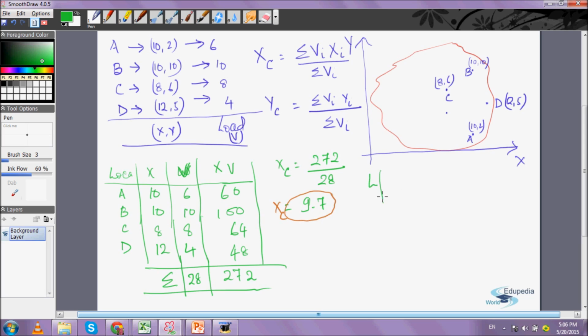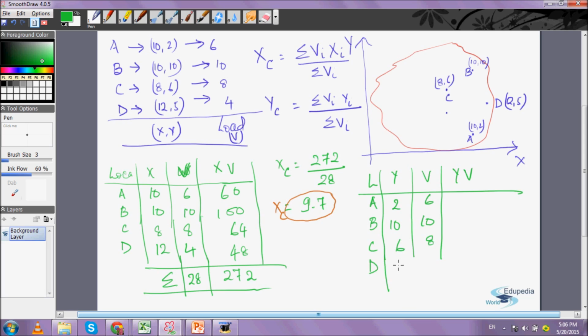We have the locations, the y coordinates, the weights, and the y multiplied by the weight here. So first we have location A, the y position of that is 2 and the weight is 6. Location B has 10 and the weight is also 10. Location C, it's 6 and 8, and finally location D, the y position is 5 and the weight there is 4. Okay, next let me find the product of these two. So it's 12 here, it's 100, it's 48, and finally 5 into 4 is 20.